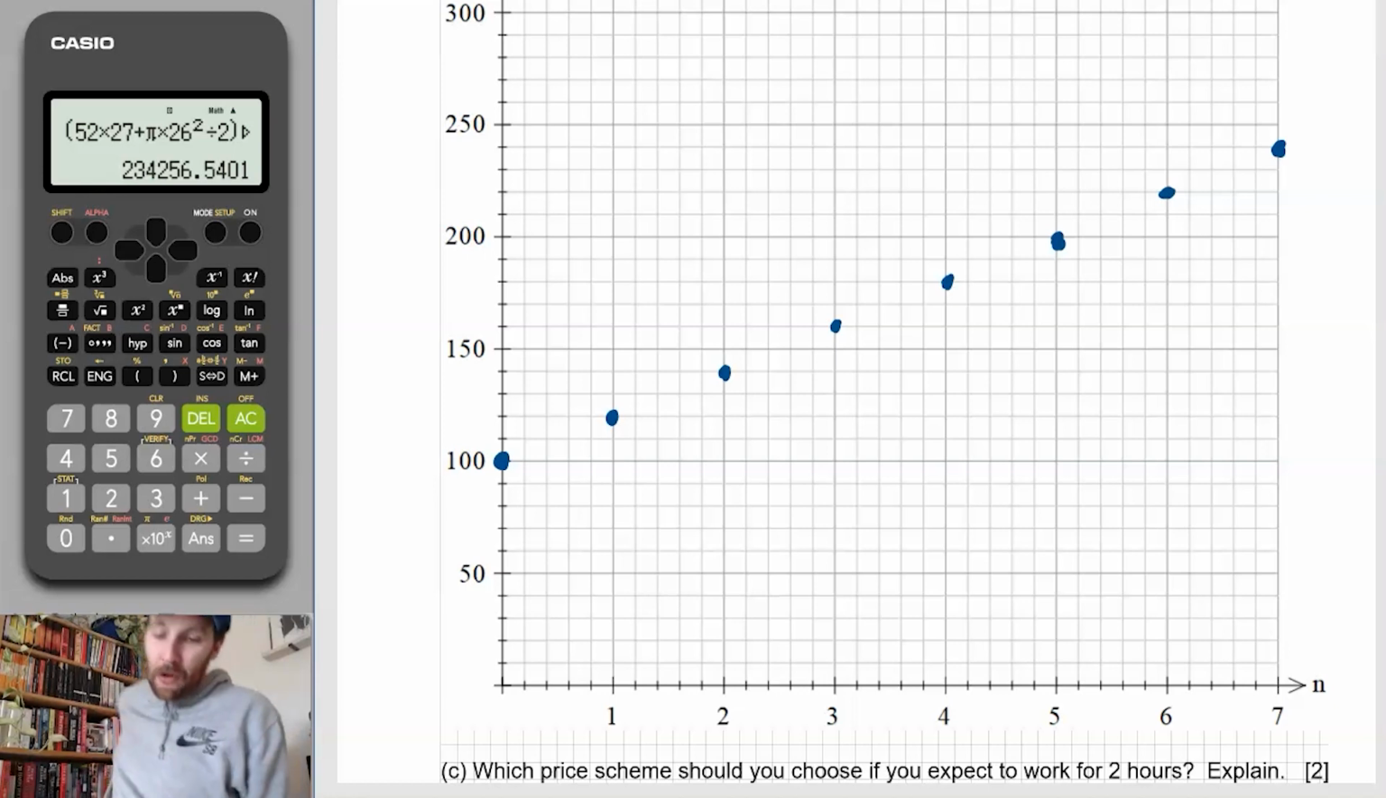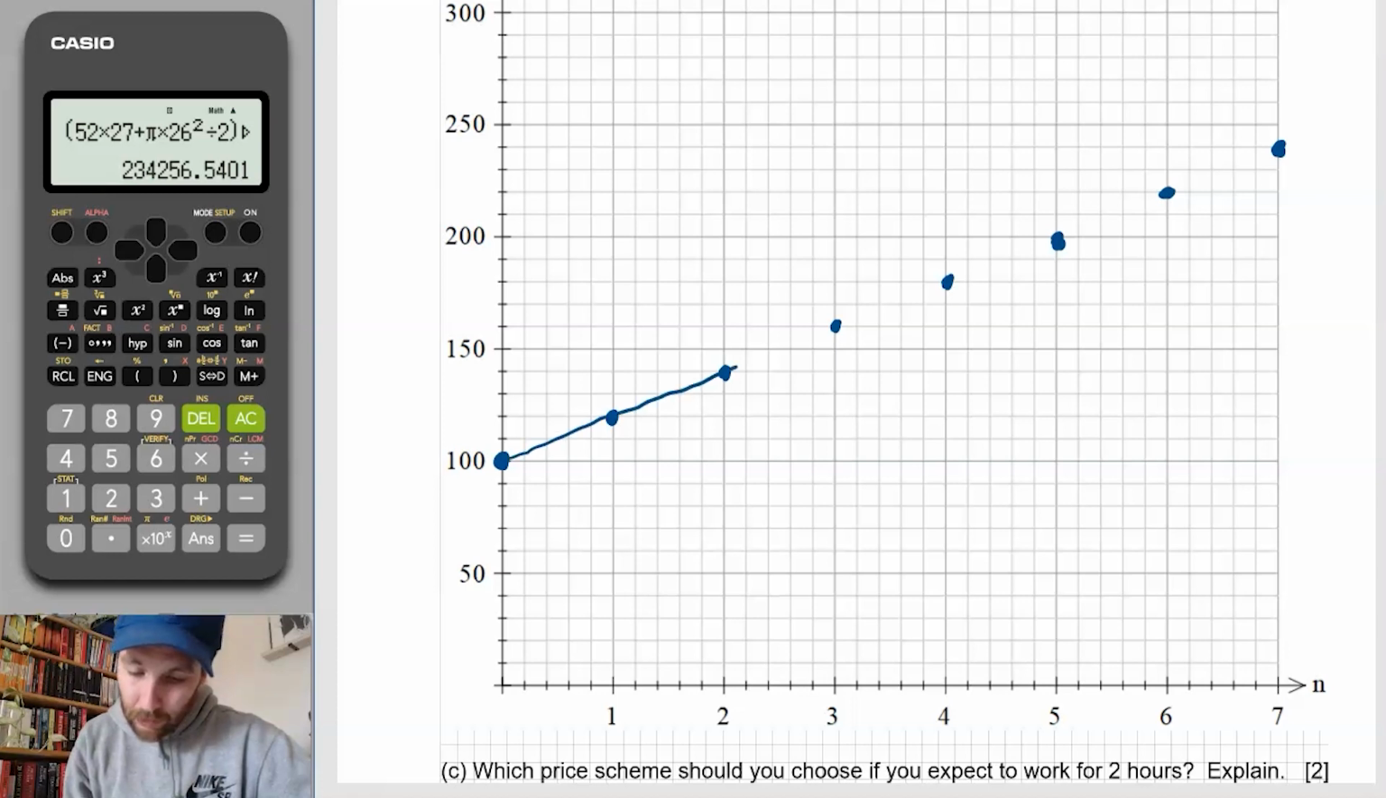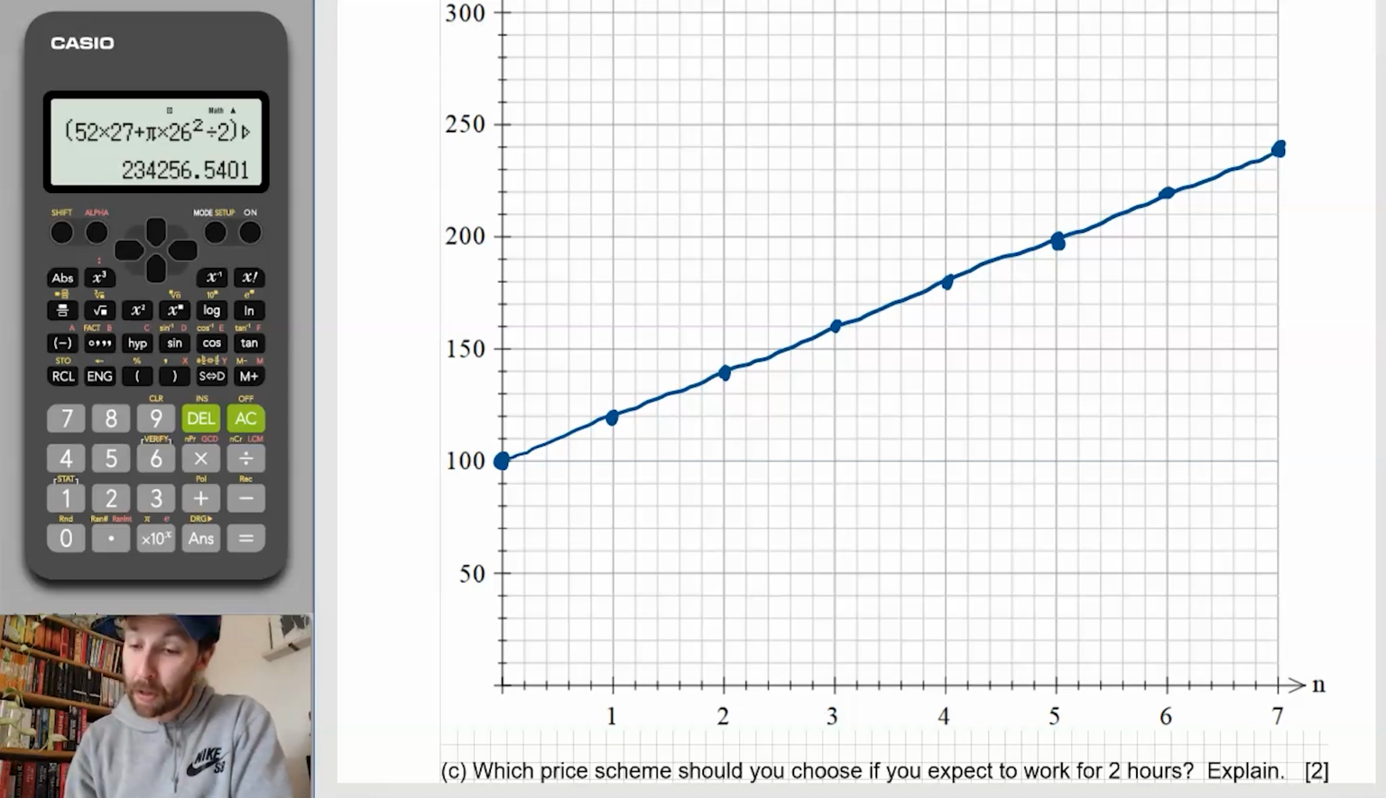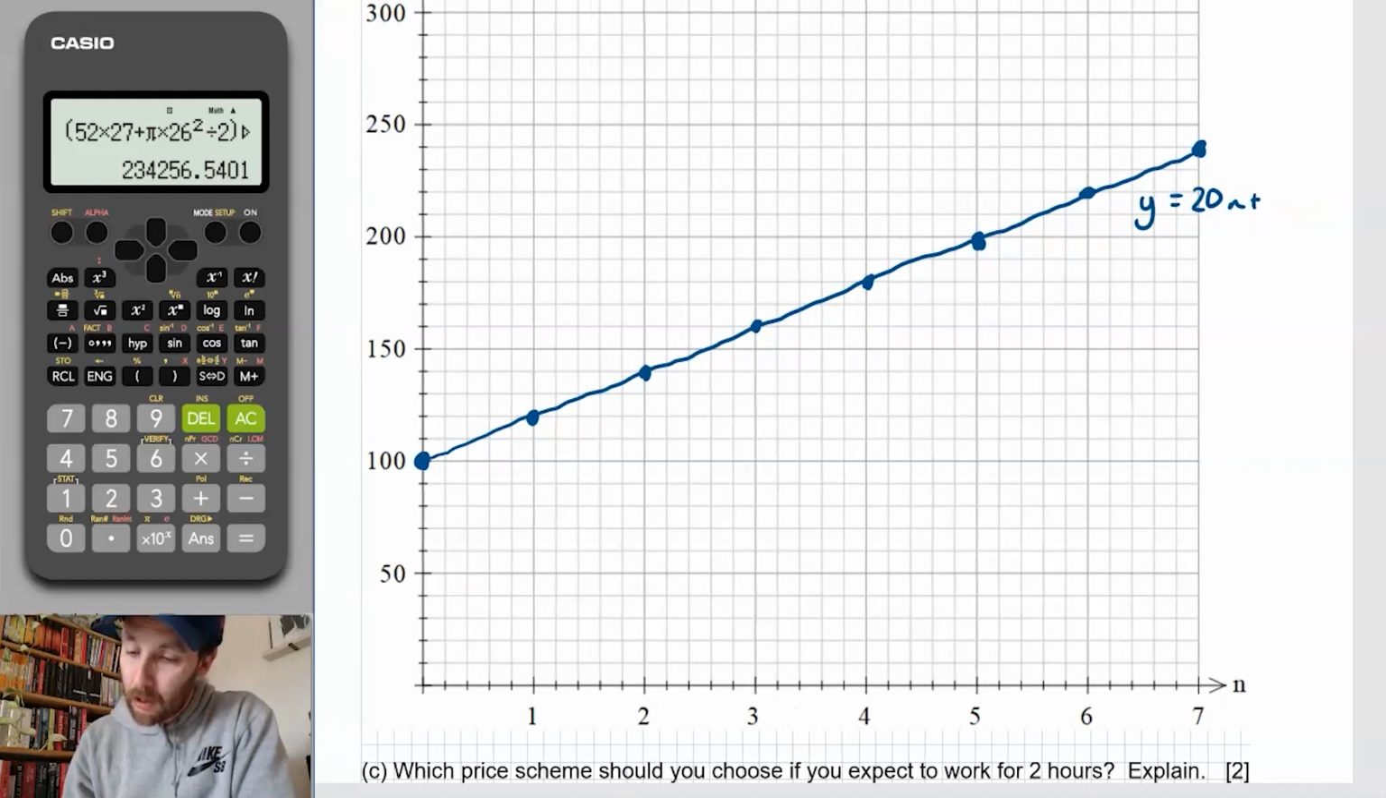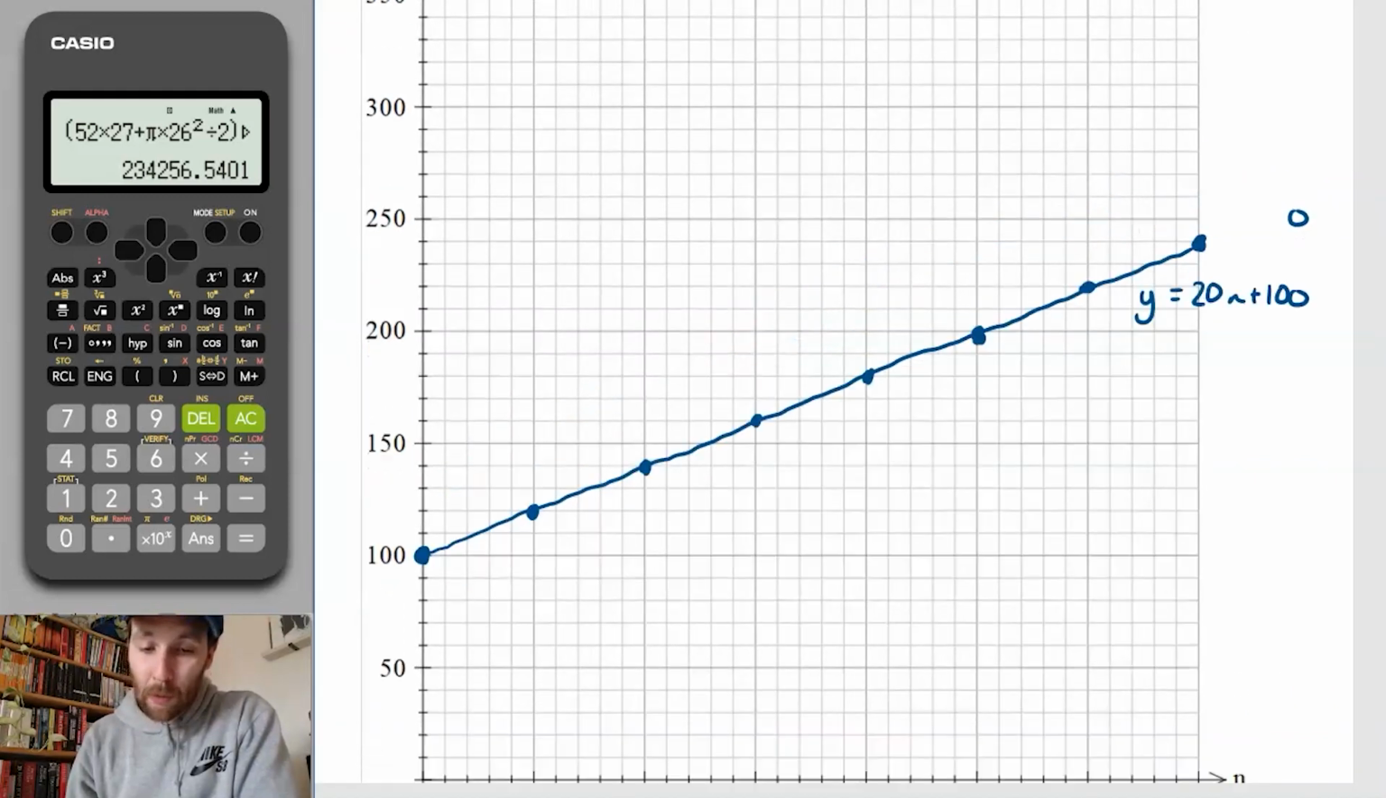You know what? Actually, I'm going to try my best to draw them. You must use a ruler. I am being very naughty. Oh, that's actually not too bad. But in all seriousness, make sure you use a ruler on the test. Right, y equals 20x plus 100. Okay, let's do the second one.